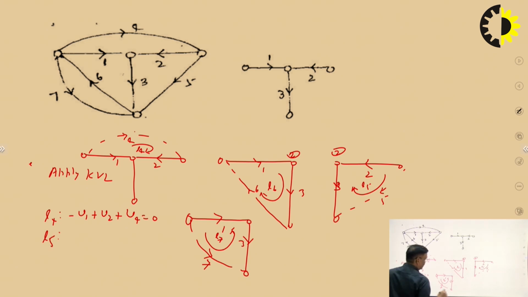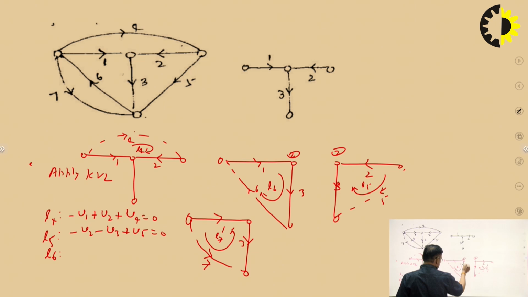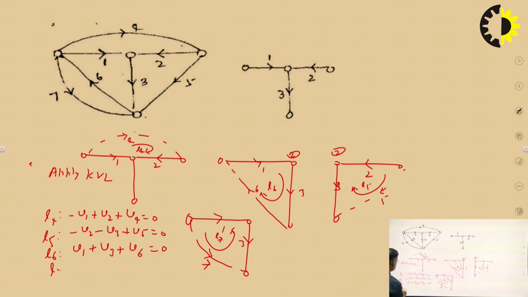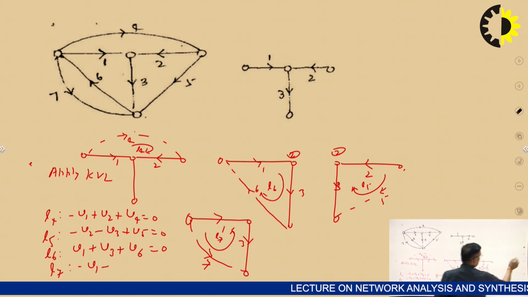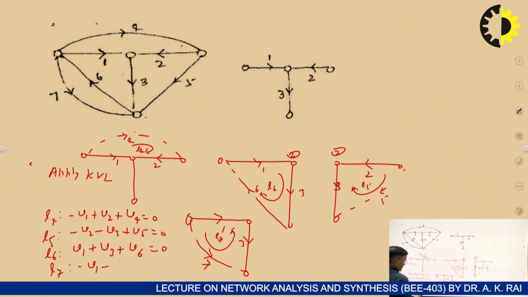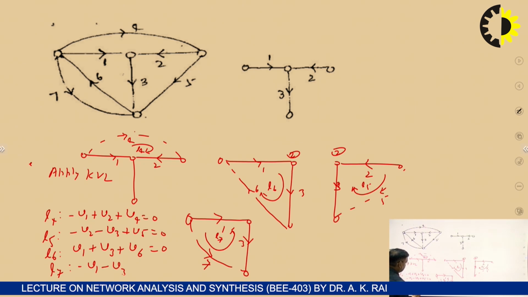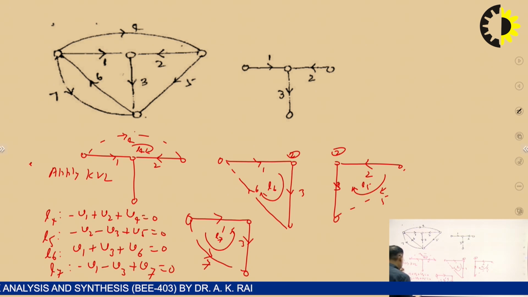For L5, we can see here 5 positive, 3 minus, 2 minus. So minus V2 minus V3 plus V5 is equal to 0. For L6, 1, 3, 6 are all positive: V1 plus V3 plus V6 is equal to 0. For L7, the orientation is opposite to 1 and 3, so minus V1 minus V3 plus V7. So these are the KVL equations.